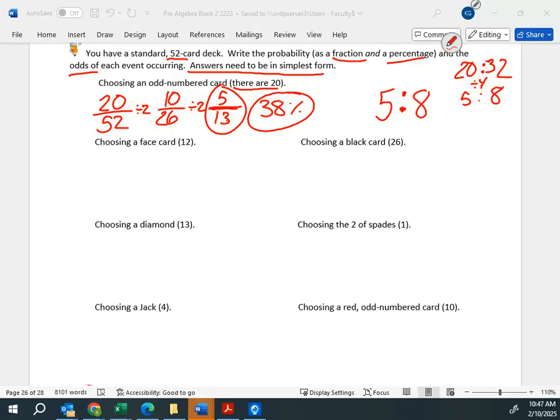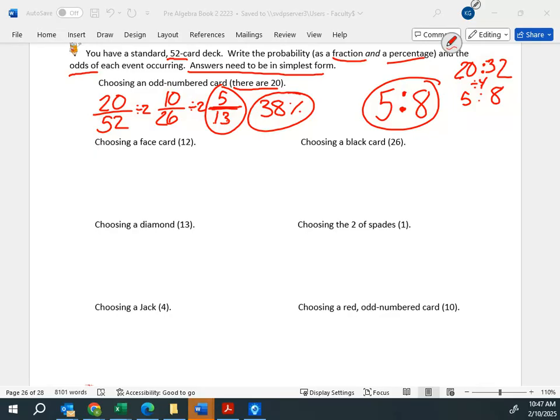So you could work with your original numbers, or you can look at your simplified probability and say, okay, I've got 5 successful, 13 total, that's already been simplified down, I don't need to simplify again. Or you could go back to the original, 20 successful out of 52, so that means 32 are unsuccessful, and I'm going to simplify it down. So my odds are 5 to 8. Probability is 5 out of 13, 38%. The odds are 5 to 8, successful to unsuccessful.